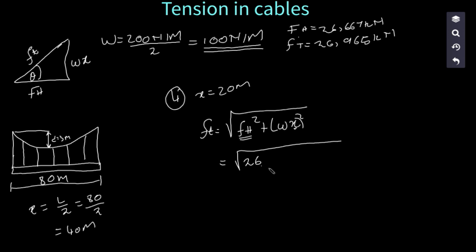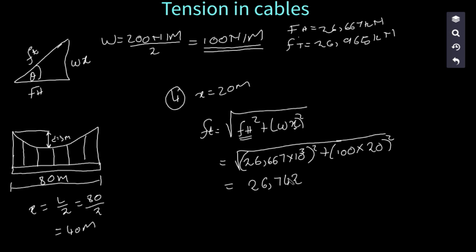and then we are going to end up with our FH, which is 26.667 times 10 to the power 3 squared, plus our W also doesn't change, it's 100 times 20 squared, and this will give us 26.742 kilonewtons.